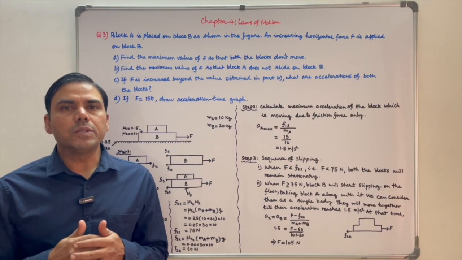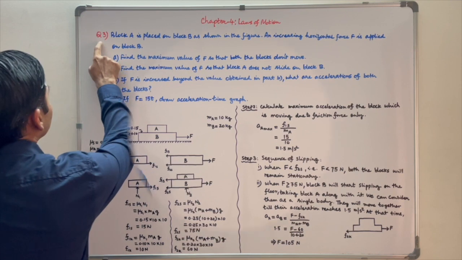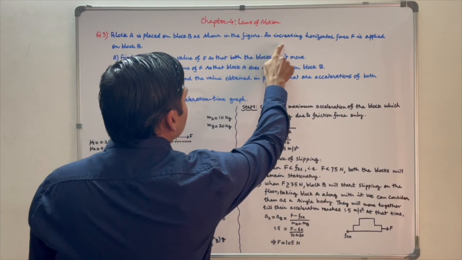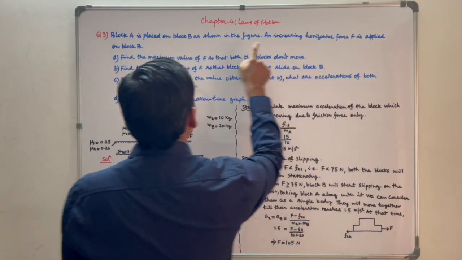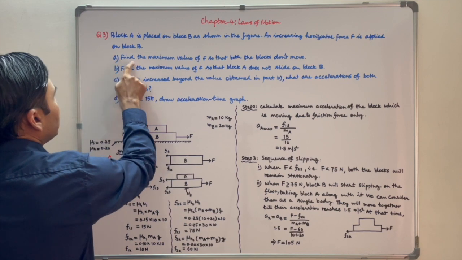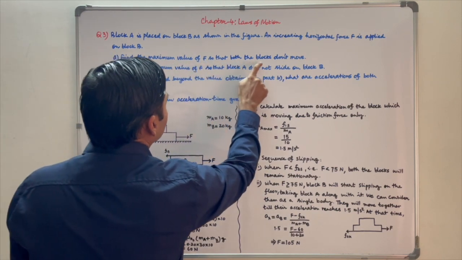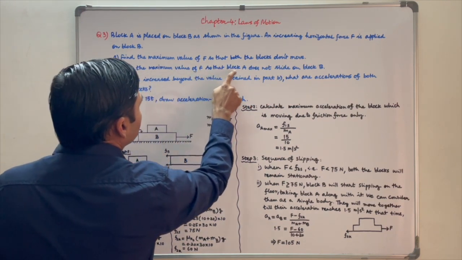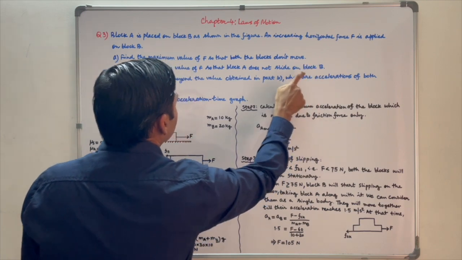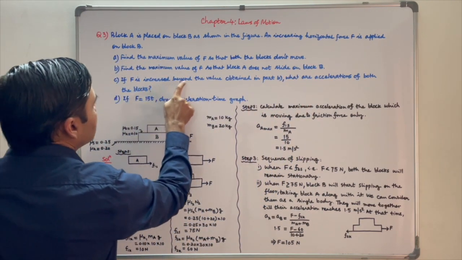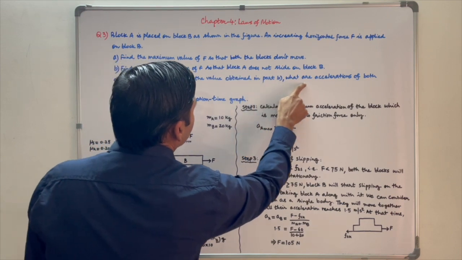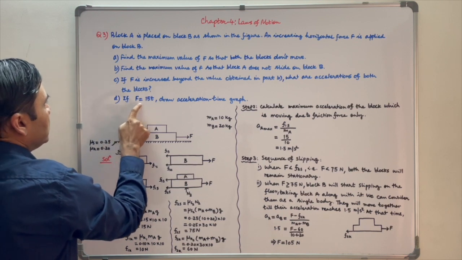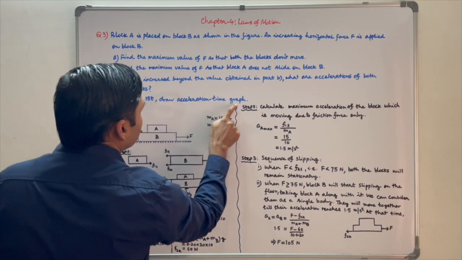Let us see remaining two scenarios with the help of two questions. Third question, block A is placed on block B as shown in the figure. An increasing horizontal force F is applied on block B. Part A. Find the maximum value of F so that both the blocks don't move. Part B. Find the maximum value of F so that block A does not slide on block B. Part C. If F is increased beyond the value obtained in Part B, what are accelerations of both the blocks? Part D. If F is equal to 15t, draw acceleration time graph.